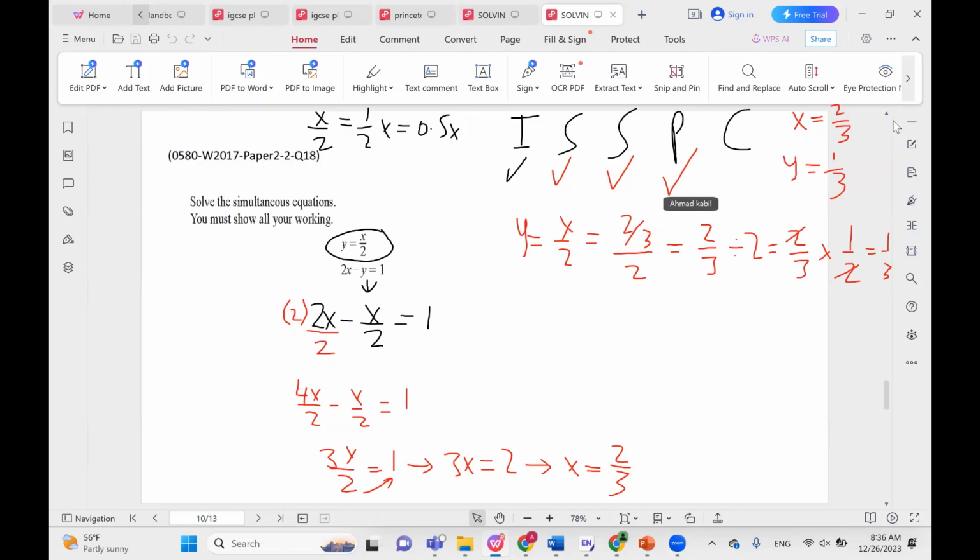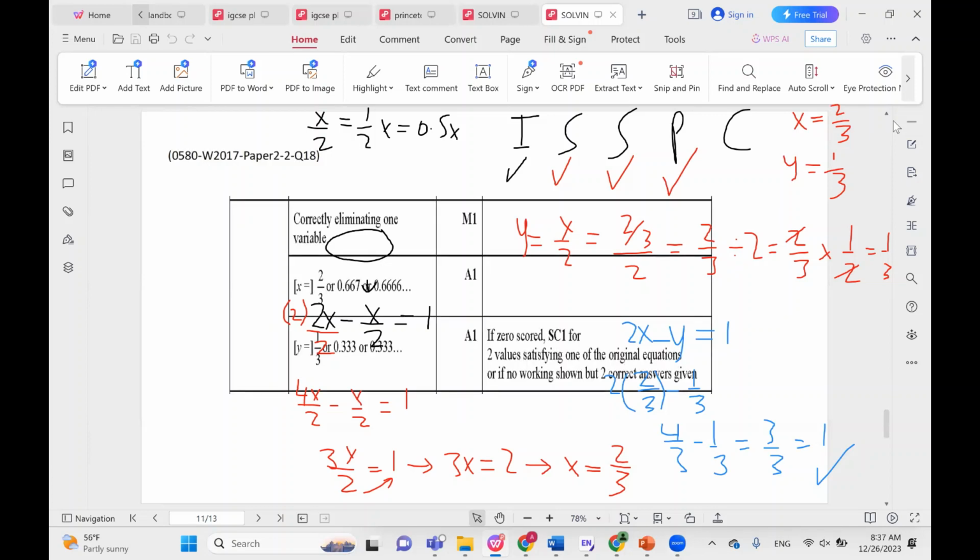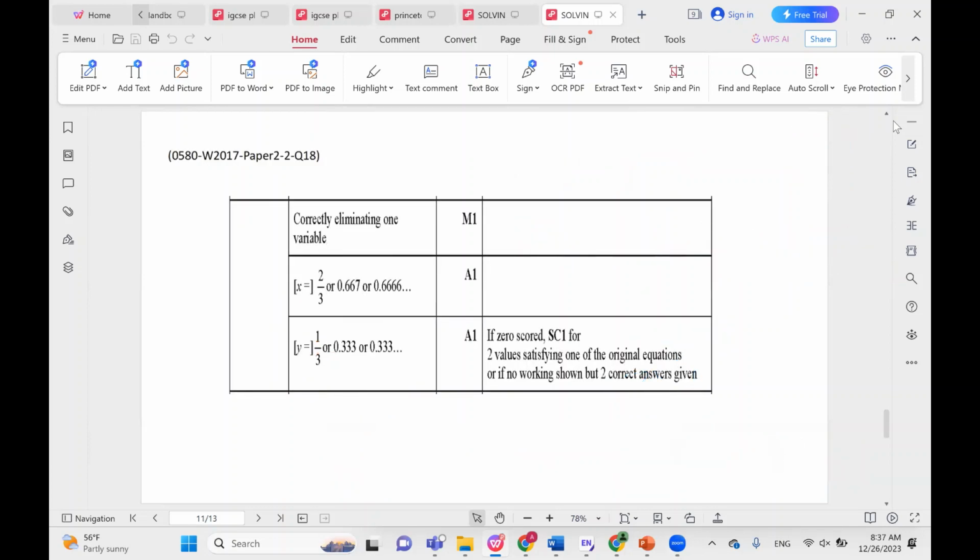Next, we check. How do we check? We use the second equation, 2x minus y equals 1. So 2 times 2 over 3 minus 1 over 3. So 4 over 3 minus 1 over 3, which is basically 3 over 3, which is 1. So this is correct, and our values are 2 over 3 and 1 over 3. Let's check the marking scheme. x equals 2 over 3, y equals 1 over 3. This is correct.